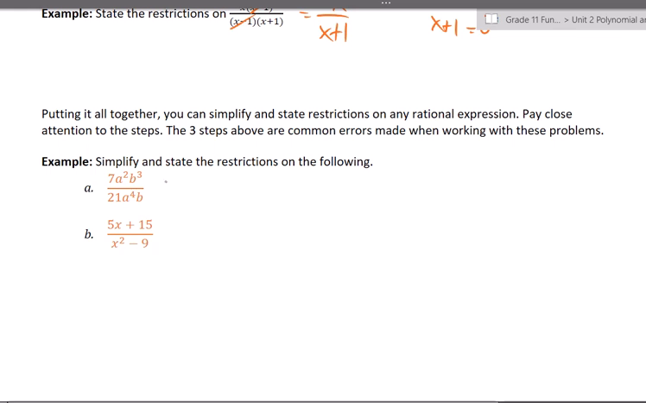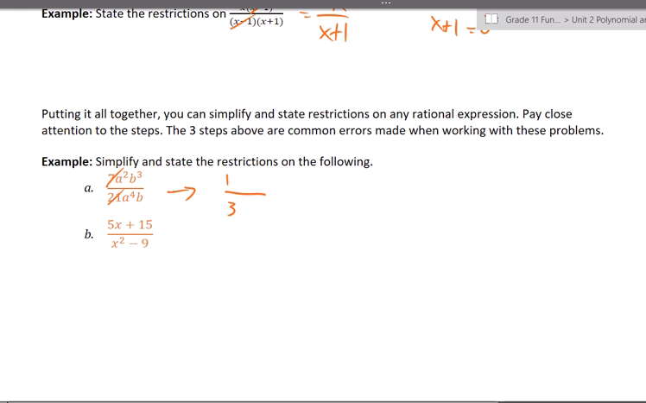On our question A here, there's no additional subtraction here. We just have a single term on numerator and denominator. So we can look for common factors that we can cancel. We have 7 on the numerator, 21 on the denominator. We can cancel out 7 from both of these. So taking 7 out of 7 leaves us 1, and canceling 7 from 21 leaves us with 3. So that's 1 over 3.